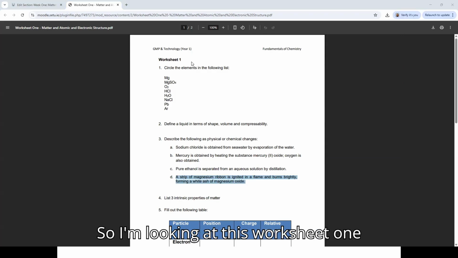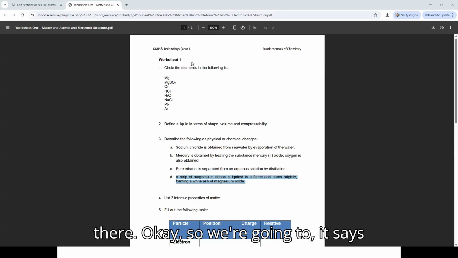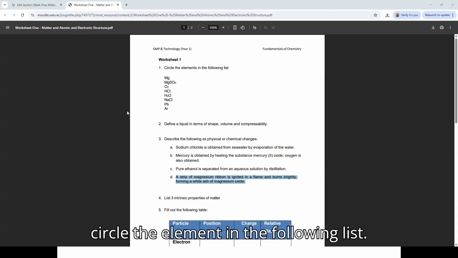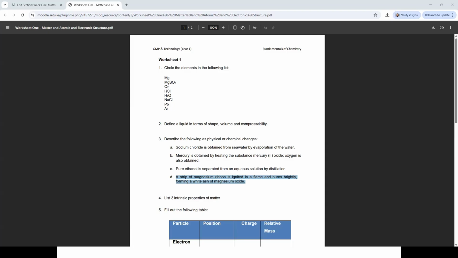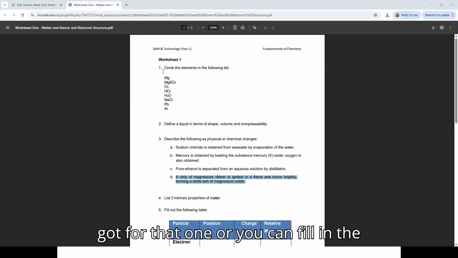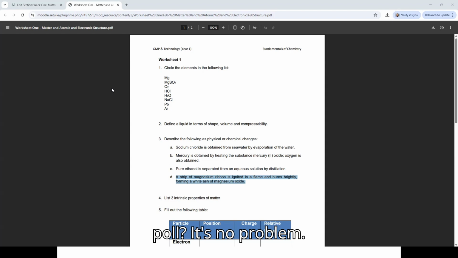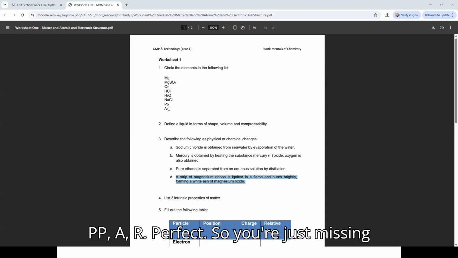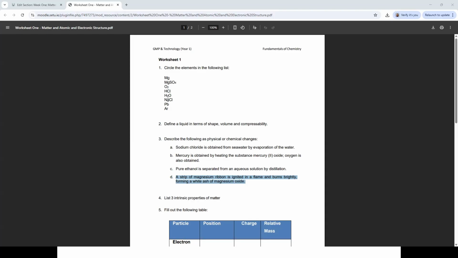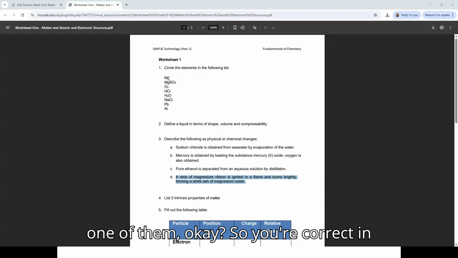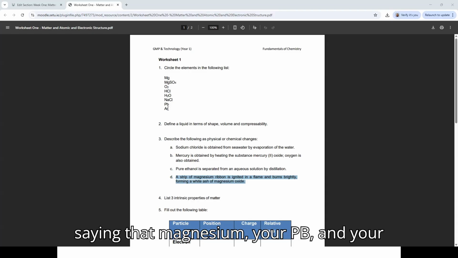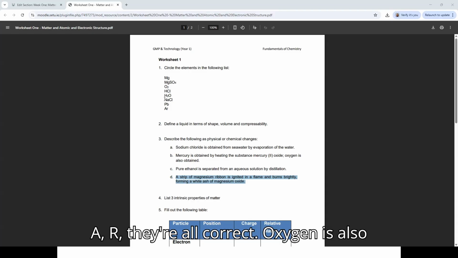Okay, perfect. So I'm looking at worksheet 1 there. It says circle the elements in the following list. Does anyone want to call out what they got for that one, or you can fill in the poll, it's no problem. Yeah, Mg, Pb, and Ar. Mg, Pb, Ar. Perfect. So you're just missing one of them. You're correct in saying that magnesium, your Pb, and your Ar are all correct.